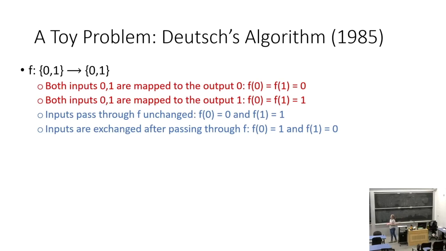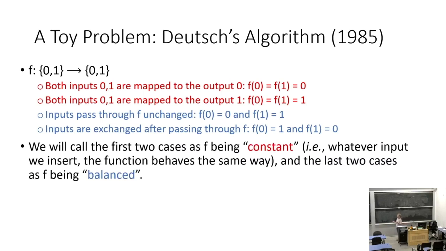The first 2 possibilities are that both of my inputs, 0 and 1, map to 0, or both of my inputs, 0 and 1, map to 1. The alternatives are that my inputs pass through unchanged, or the inputs are exchanged. So 0 goes to 1, 1 goes to 0, or 0 goes to 0, and 1 goes to 1. We're going to call the function that generates the first 2 cases constant, so whatever input we insert, the function behaves the same way. And the last 2 cases are going to be called balanced.